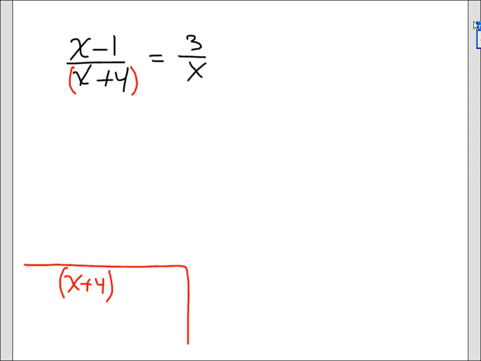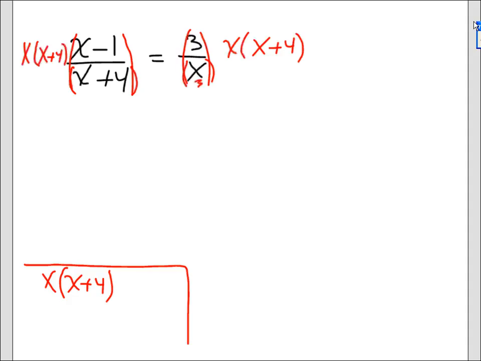I didn't write anything down in the corner yet. So I have to write down x plus 4. And when I look in the corner, I realize I did not write down x. So I write down x. Put the x in the front. That's my LCD. I'm going to at least denote that I'm multiplying both sides by x times x plus 4. Denote I'm multiplying the right side by x times x plus 4.